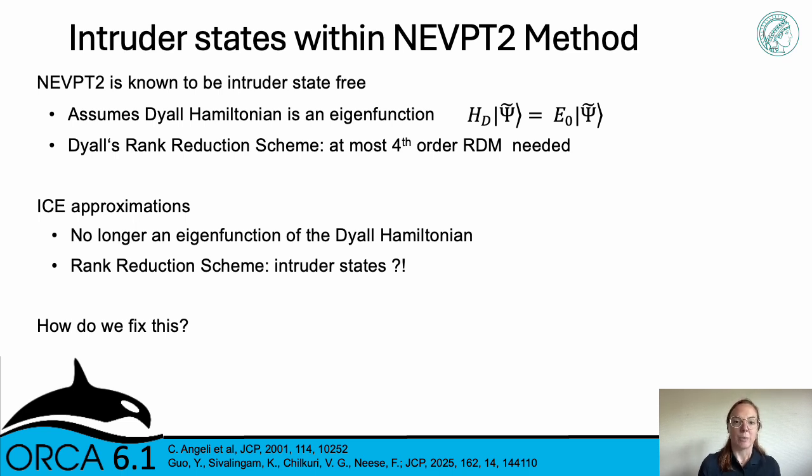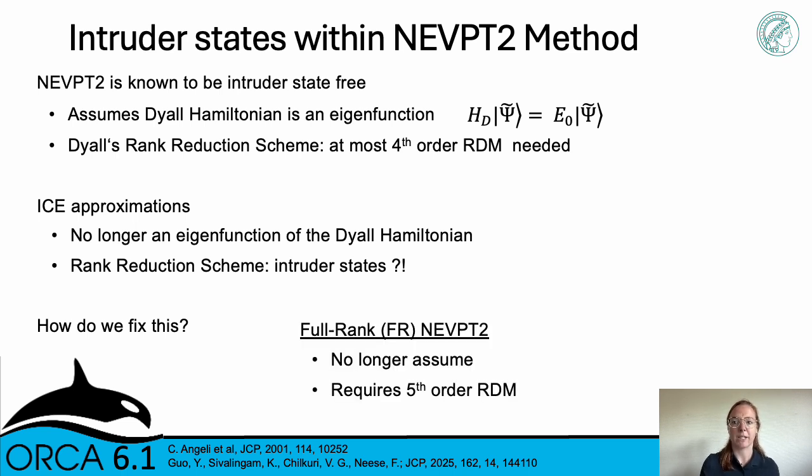Now, with this calculation, the Dyall rank reduction scheme requires at most a fourth order RDM. However, when running ICE approximations, the wave function is no longer an eigenfunction of the Dyall Hamiltonian. And thus, when applying the rank reduction scheme, we're actually encountering intruder states. So how exactly can we fix this?